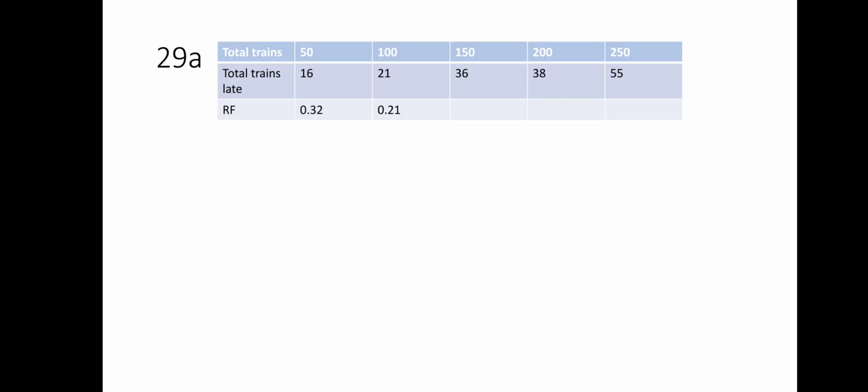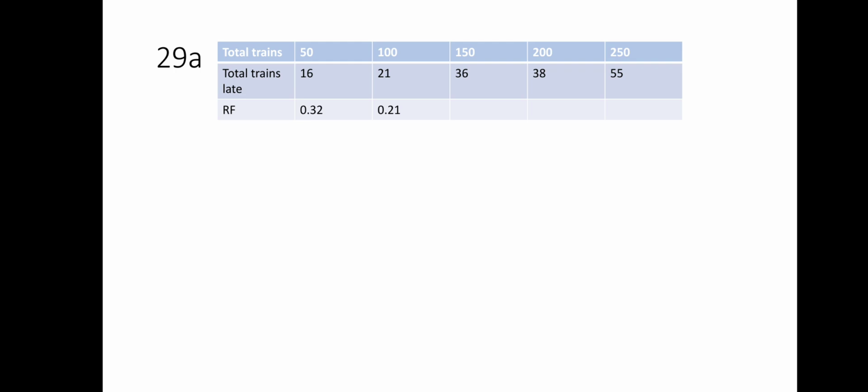29A. So 250 trains arrived at a station. The number of trains that were late was recorded after every 50 trains. The table shows some information about the results. Complete the relative frequency graph.